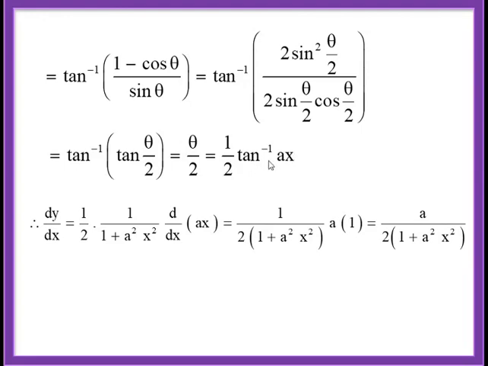Now what is derivative of this? Take ax equal to u. Derivative of tan inverse u is 1 upon 1 plus u square into derivative of ax. What is derivative of ax? It is a into derivative of x, which is 1. So what is the final answer? a upon 2 into, in bracket, 1 plus a square x square.